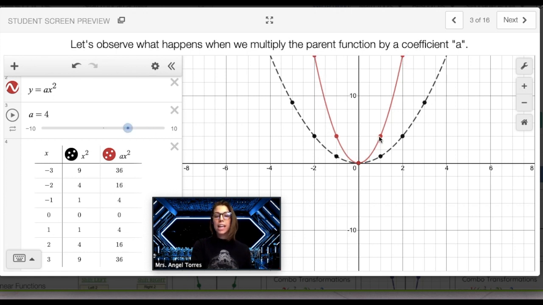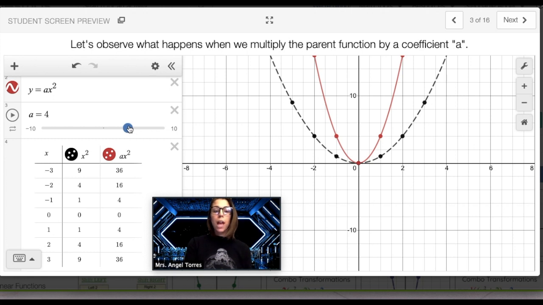Now my quadratic is much thinner than the parent function, and if we look in the table, that's because all of my outputs have now increased by a factor of 4, which means where my output used to be 1, now my output is 4. And where my output used to be 4, now my output is 16. This is called a vertical stretch because your outputs are increasing faster than they were in the parent function.